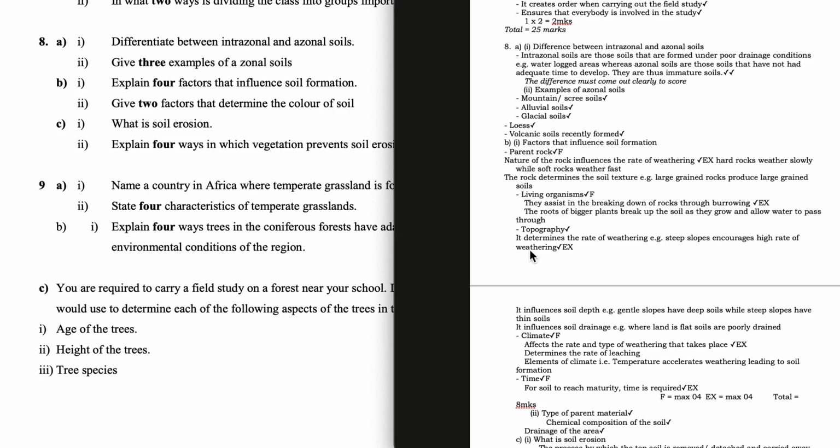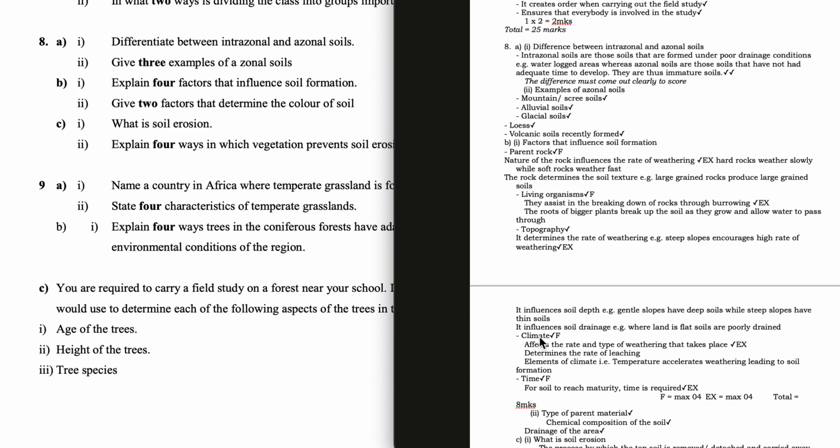Topography. It determines the rate of weathering. For example, steep slopes encourage a high rate of weathering. It influences soil depth. For example, gentle slopes have deep soils, while steep slopes have thin soils. It also influences soil drainage. For example, where land is flat, soils are poorly drained.